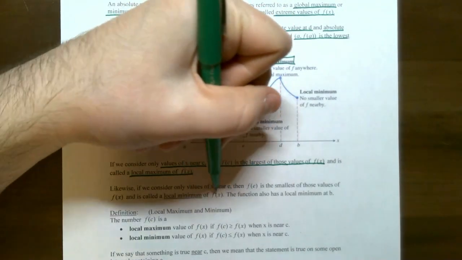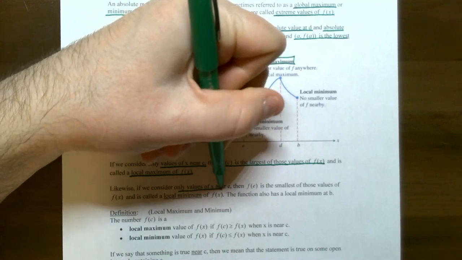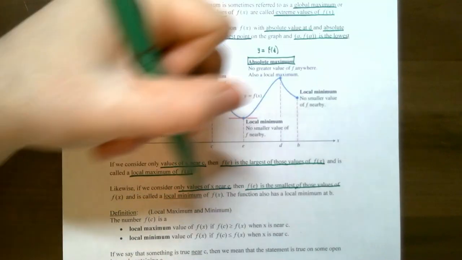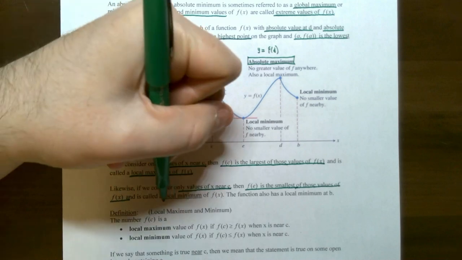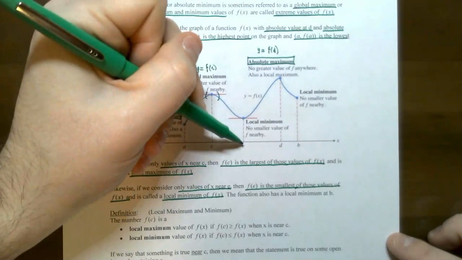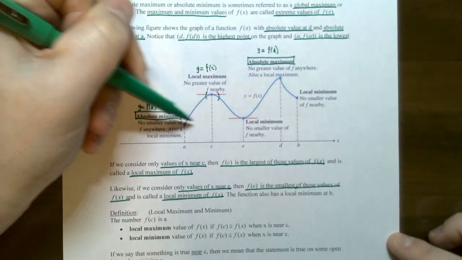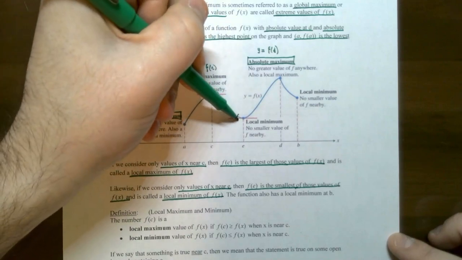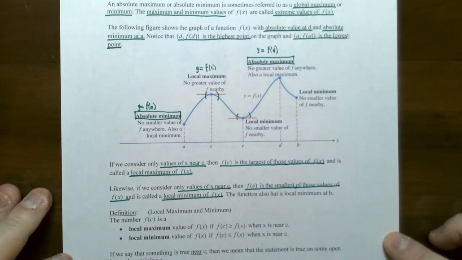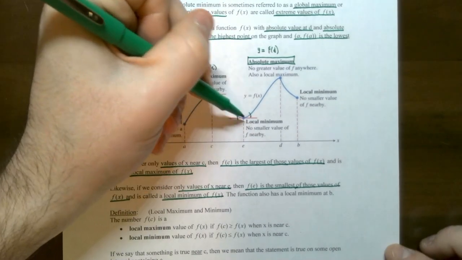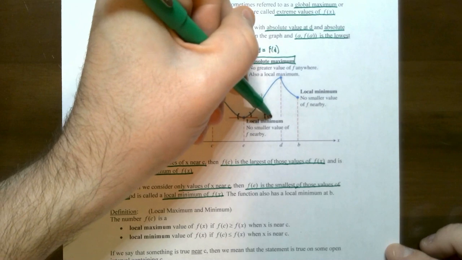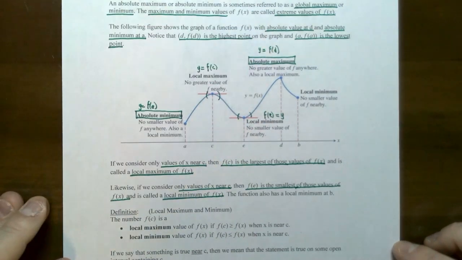On the other hand, if you consider only the values that are near x equals e, f of e is the smallest of the y values, and it's called a local minimum. So at x equals e, it's not the smallest y value on the entire domain, but it is the smallest y value in that neighborhood. And that is a mathematical term, neighborhood. So in this neighborhood, this open interval, it's the smallest y value. So y equals f of e is called the local minimum.